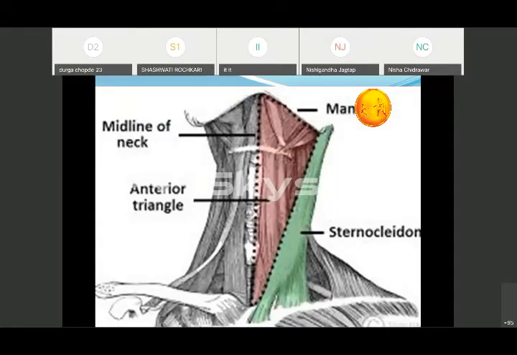So here you can see this is the median line. Ma'am, could you do something about the echo? I have to see.